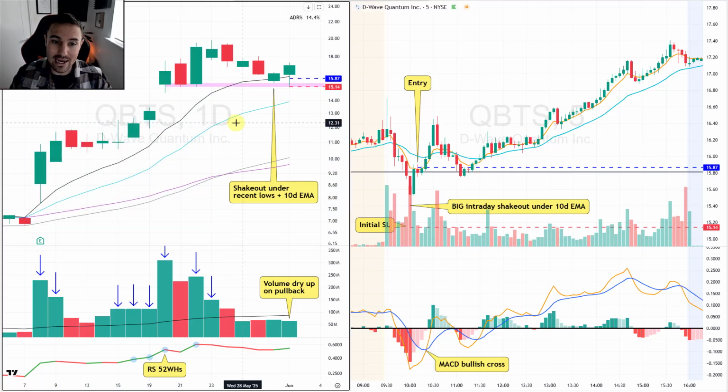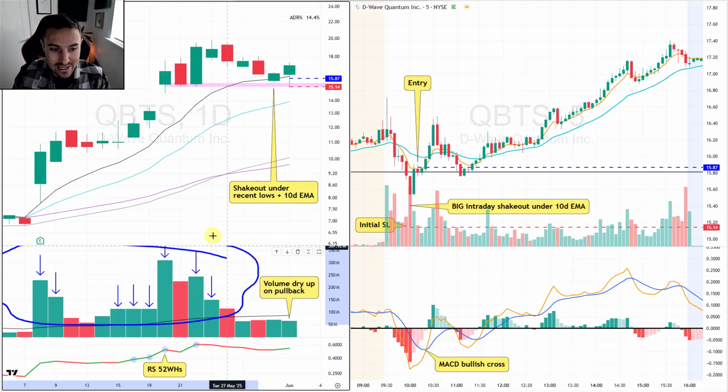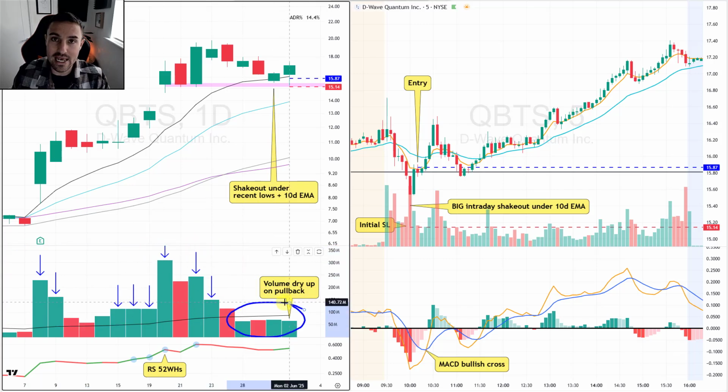Then on the pullback on the daily chart, what do you notice happens to the volume? See this? For 4 days during this pullback, what do you see? The stock's pulling back to the 10-day EMA, and note how the volume is drying up. What is this indicating to me? There's lessening supply. It doesn't look like the bigger boys and girls who have been piling in during this rally are rushing for the exits on the pullback.